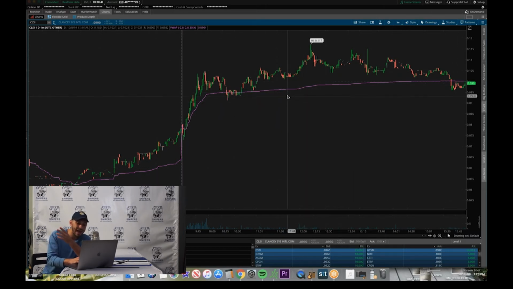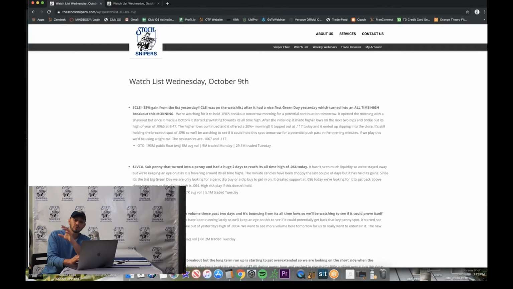Ideally, it holds that. It also has support here at 9.3. Hopefully it holds for a potential continuation. The next resistances, as you can see here, are 10.67 and 11.7. So let's see if CLSI could get moving again. But that was a nice gain. Again, congrats to the team that nailed it.